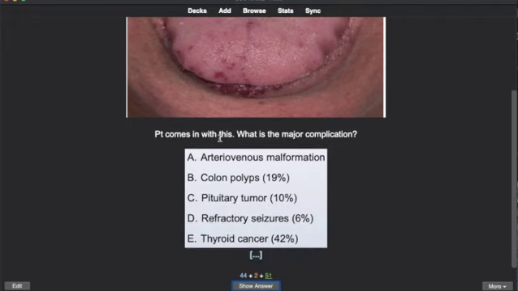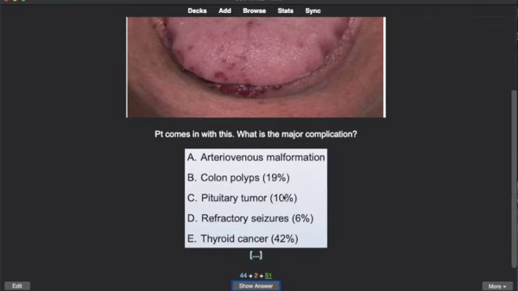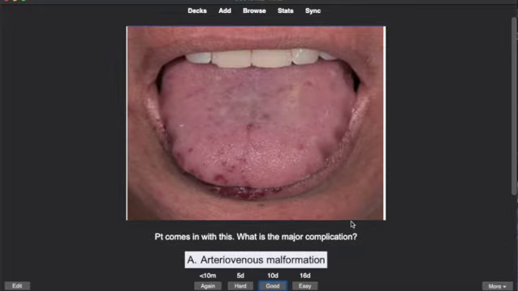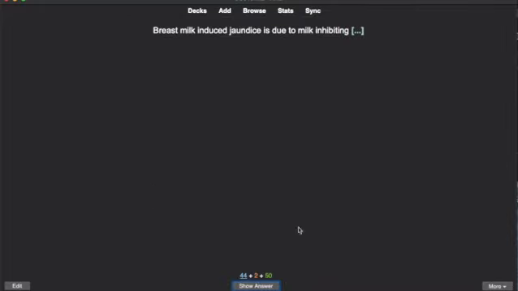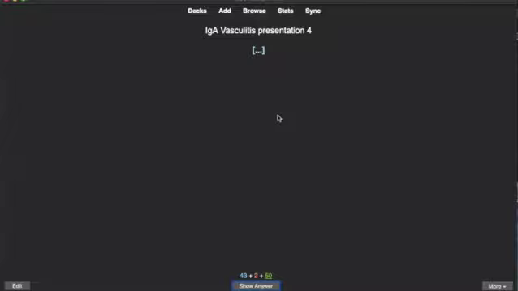Ooh, patient comes in with this. What is the major complication? Sometimes the stem is just a picture. This one, A. It's a weird one because these are like hemangiomas kind of thing. Okay, breast milk induced jaundice is due to milk inhibiting. I don't know. It's one of the enzymes in the milk pathway. Bilirubin conjugation enzyme. Yeah, one of those. So I got that. It's pretty simple.